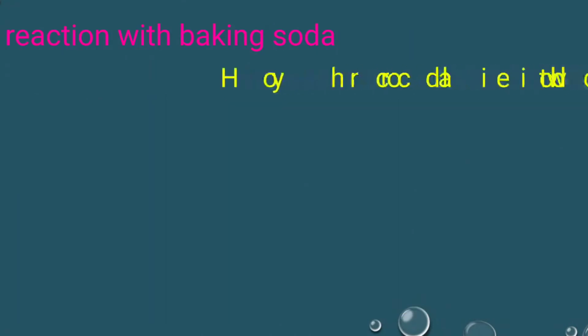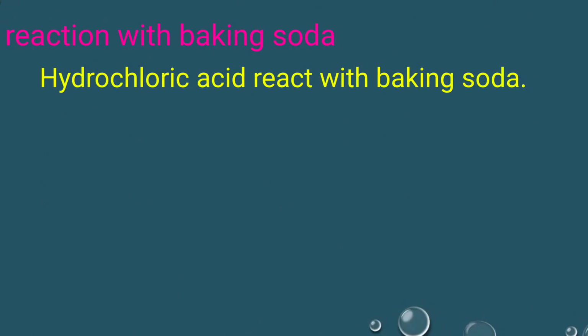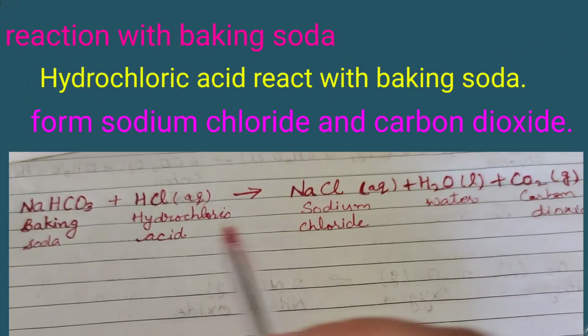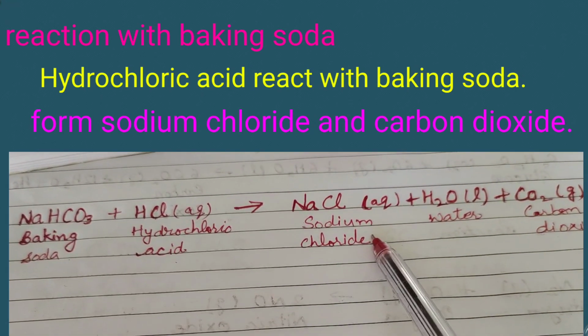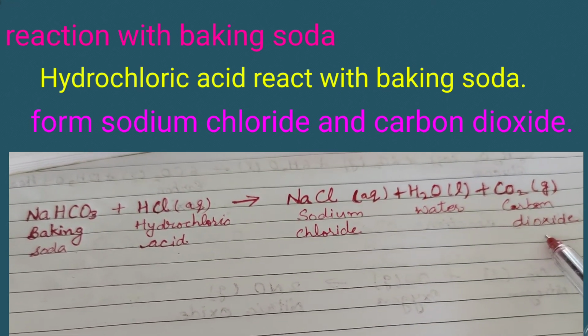Reaction with baking soda. Hydrochloric acid reacts with baking soda and forms sodium chloride and carbon dioxide. Baking soda reacts with hydrochloric acid and forms sodium chloride, water and carbon dioxide.